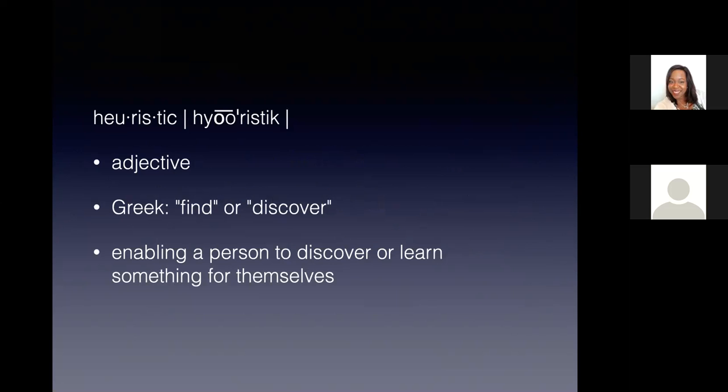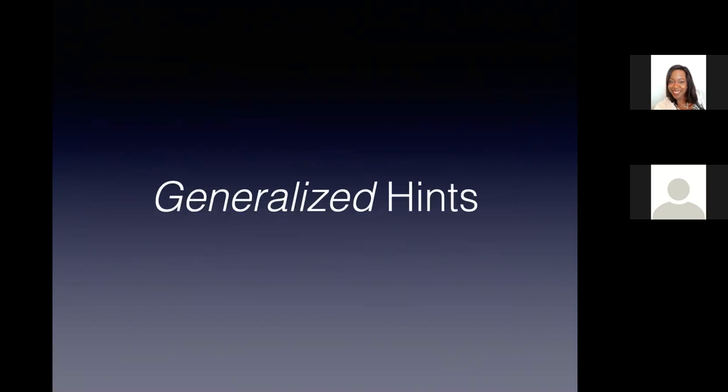The actual definition of the word heuristic is from the Greek word to find or discover. And if you look it up in the dictionary, a heuristic is something that enables a person to discover or learn something for themselves. That's perfect. That's exactly what we want as educators. We don't want to tell students exactly how to solve a problem. Instead, we want to help them find their own solutions. So heuristics are generalized hints.